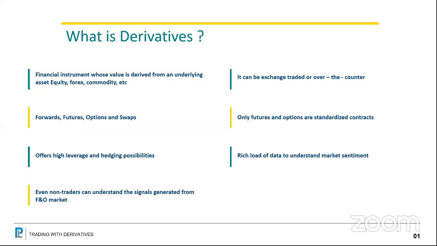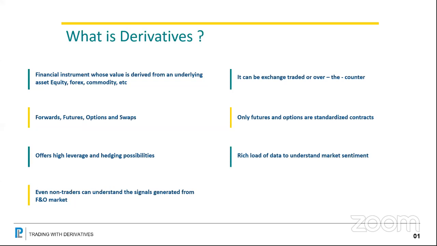What is derivatives? Derivatives are financial instruments whose value is derived from an underlying asset, let's say equity, forex, commodity, etc. There are basically 4 types of derivative contracts, which are forwards, futures, options and swaps. But only futures and options are the standardized contracts that are practiced. It offers high leverage and hedging possibilities. Even a non-trader who is not very active in this segment, if they have a brief idea about what the segment is, can also participate in the market without any problem, without going wrong.